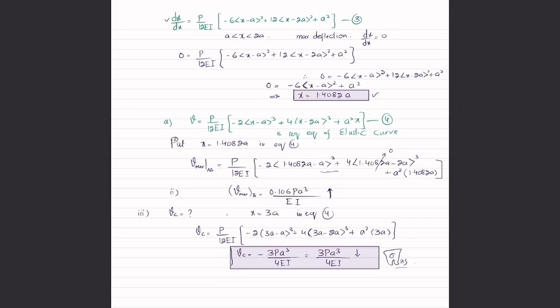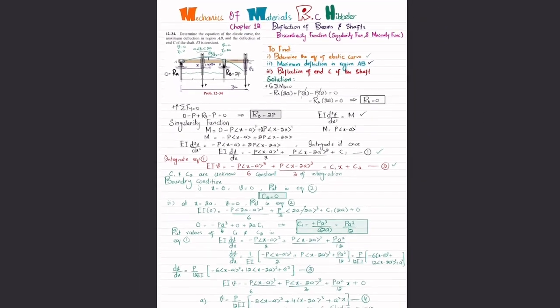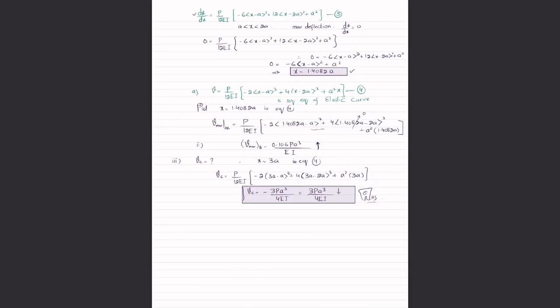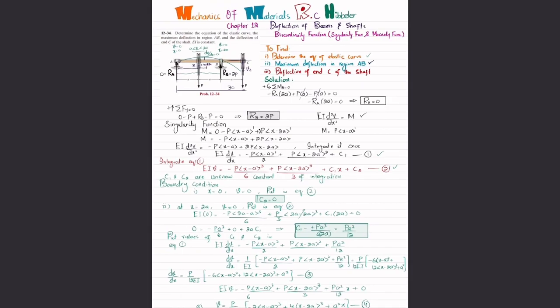So this was all problem 12-34, in which first we found the equation of the elastic curve, and then we moved toward finding the deflection at a point in region AB, and then the deflection at point C. And that was all about this problem 12-34.